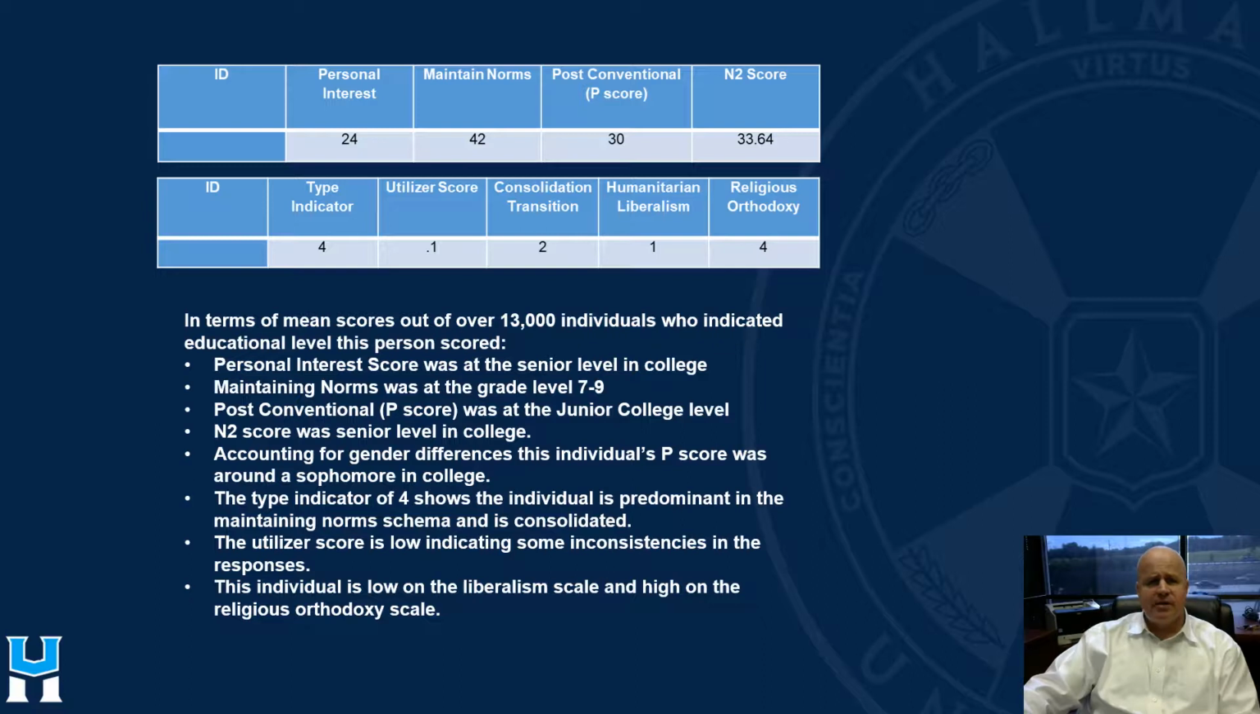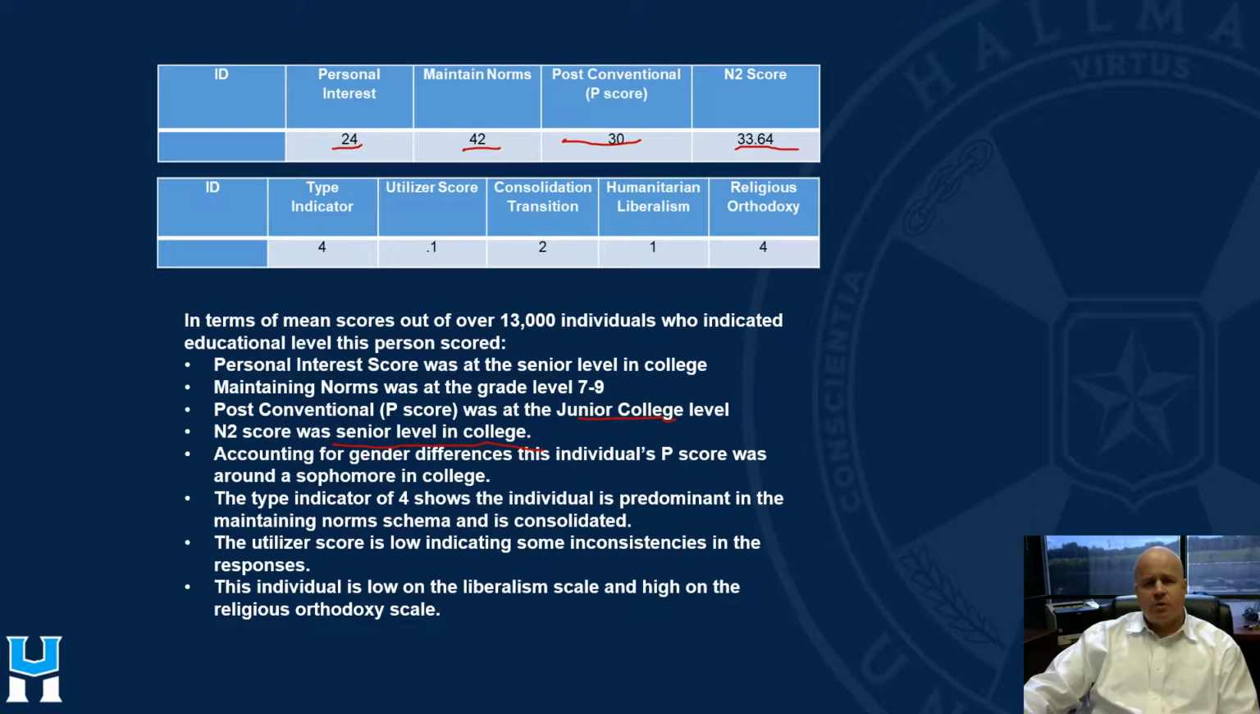When you look at these together, this is over 13,000 individuals who came up with some of these norms. The personal interest score is around the senior level in college. Maintaining norms is very high, meaning this person's around grades 7 through 9. Doesn't mean this person is immoral by any means. It just means that this individual utilizes this schema very, very heavily. The post-conventional score is at the junior college level, but their N2 score, and if you remember right, this one's slightly different than the P score, is at the senior level in college.